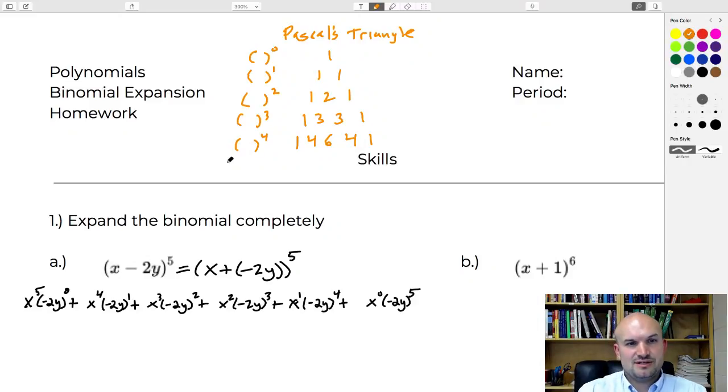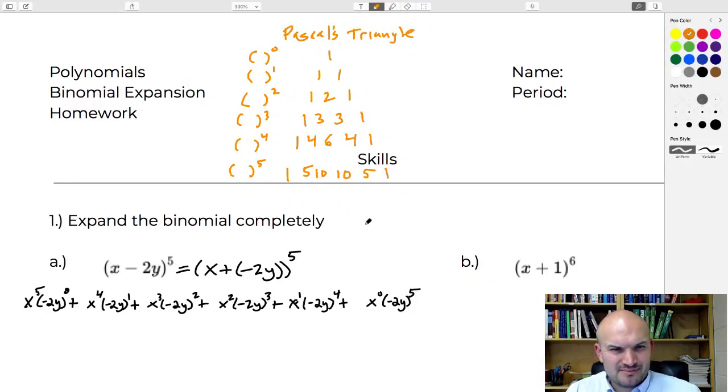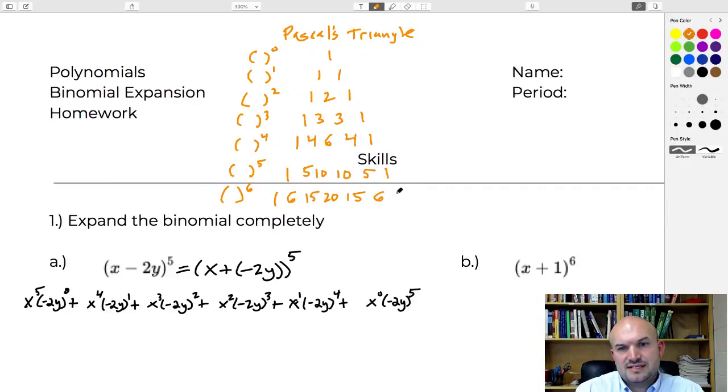And now I'm running out of space, so I'll at least do to the 5th power. I'll do that down below. So we'll have 1, 5, 10, 10, 5, and 1. I'll probably get up to the 6th or 7th power, so we'll add those in as they come up. Let's do the 6 because we have that in the next example. If we raise something to the 6th power, then again it starts with 1. 1 plus 5 is 6. 5 plus 10 is 15. 10 plus 10 is 20. 15, 6, and 1. All right, so that will at least get us started here.